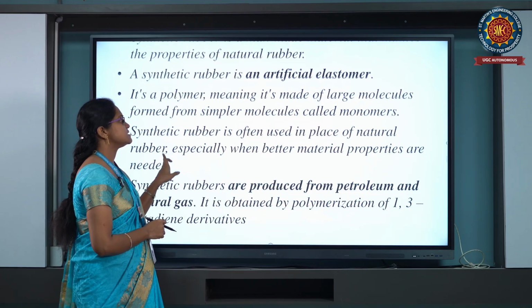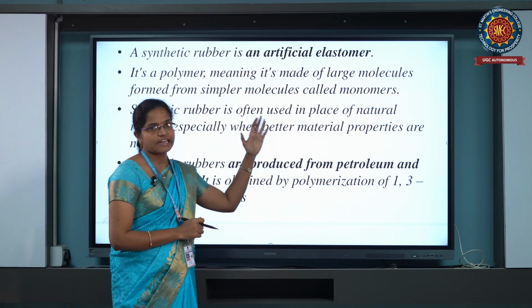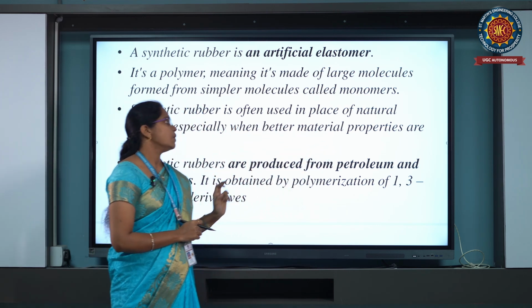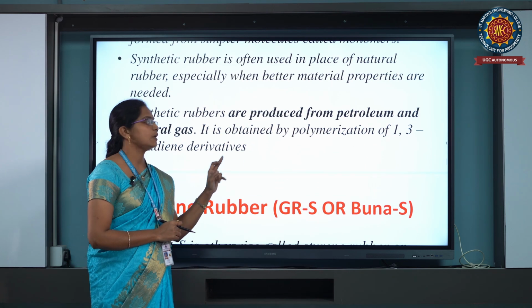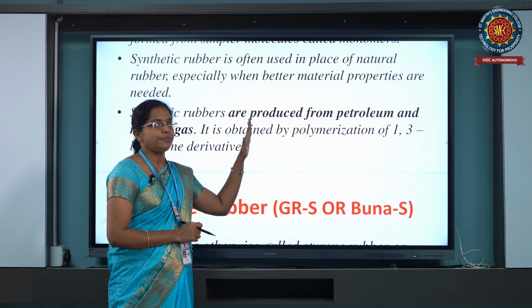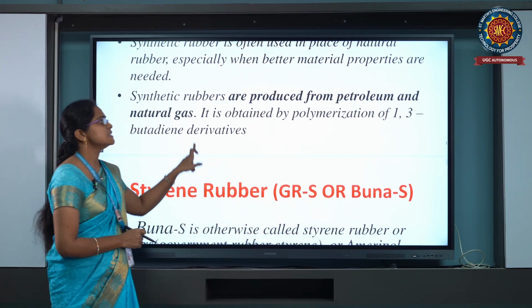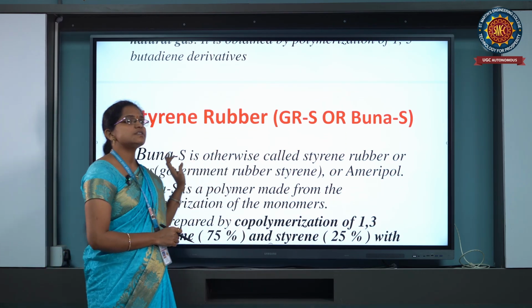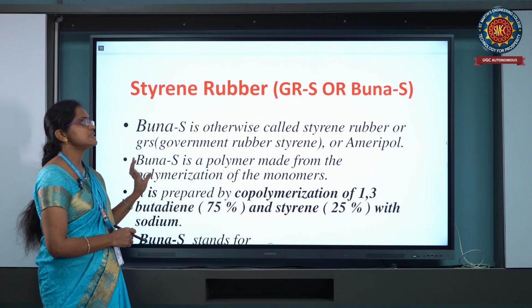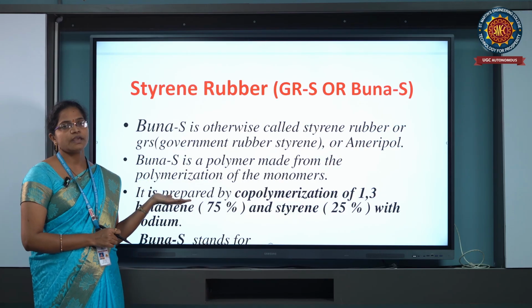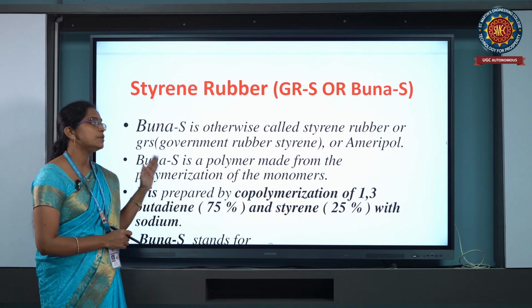Okay, these synthetic rubbers are used in plastic in nature, easily better for material purposes. These are produced from petroleum and natural gases to make the synthetic rubbers. Okay, examples of synthetic rubbers are Buna S and thiokol rubber. What is Buna S? Buna S is made of styrene and butadiene in the presence of sodium.